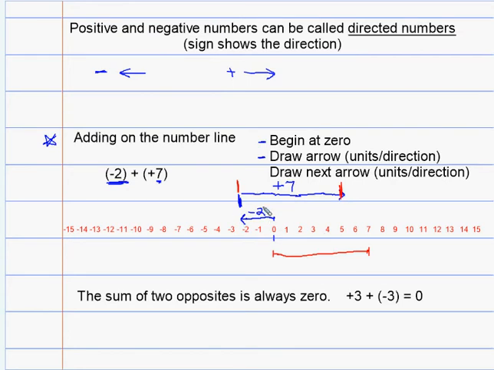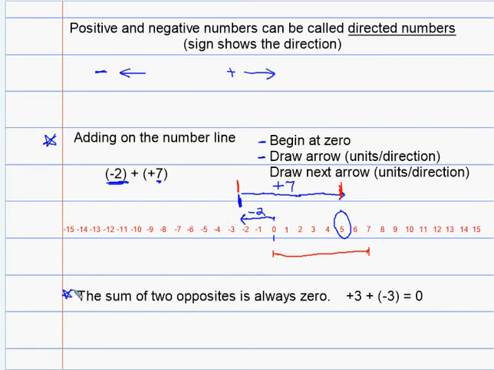This one was 2 units long in a negative direction. That way we can show our answer as positive 5. So if we take negative 2 and we add a positive 7 to it, we end up on the number line at the number 5. Okay, so you will be asked to do this on your assignment.